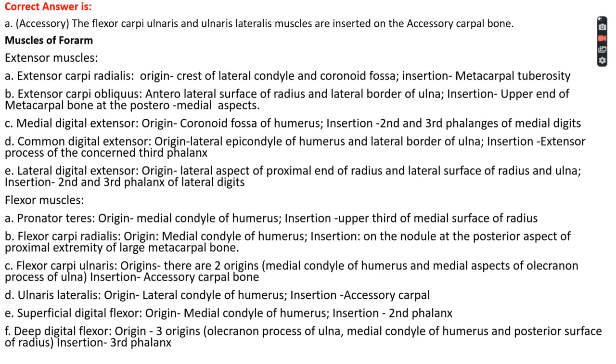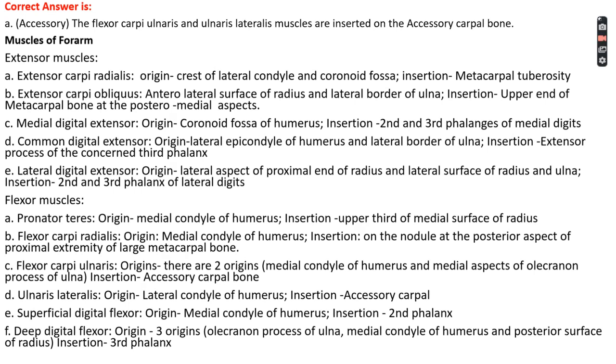The third extensor muscle is the medial digital extensor. It originates at the coronoid fossa of the humerus and is inserted at the second and third phalanges of the medial digit. Fourth is the common digital extensor, whose origin is the lateral epicondyle of the humerus and lateral border of the ulna, inserted at the extensor process of the third phalanx. The last extensor muscle is the lateral digital extensor, which originates at the lateral aspect of the proximal end of the radius and the lateral aspect of the radius and ulna, inserted at the second and third phalanx of the lateral digit.